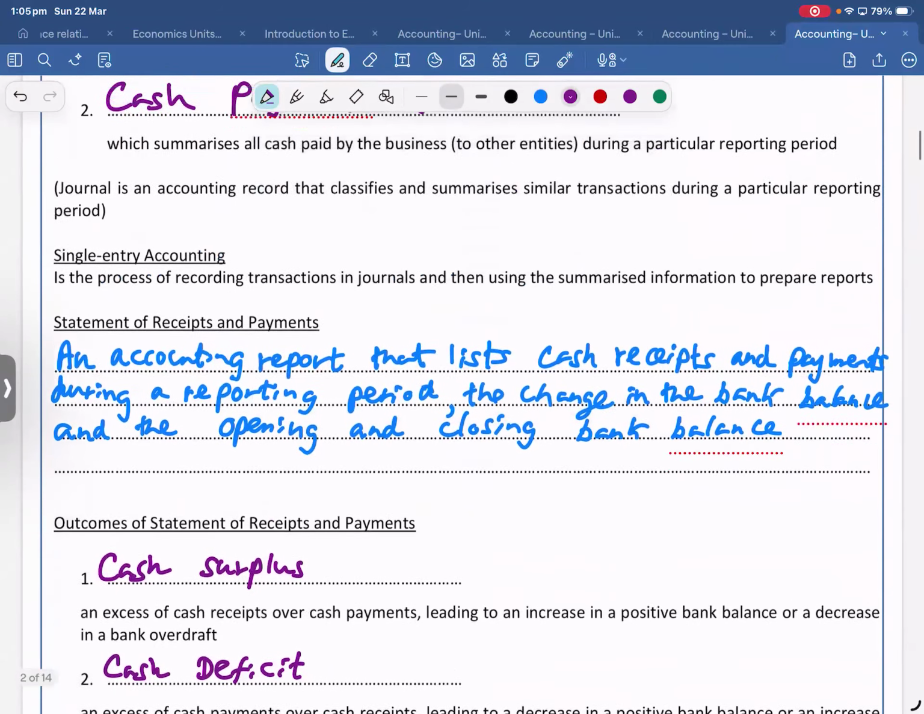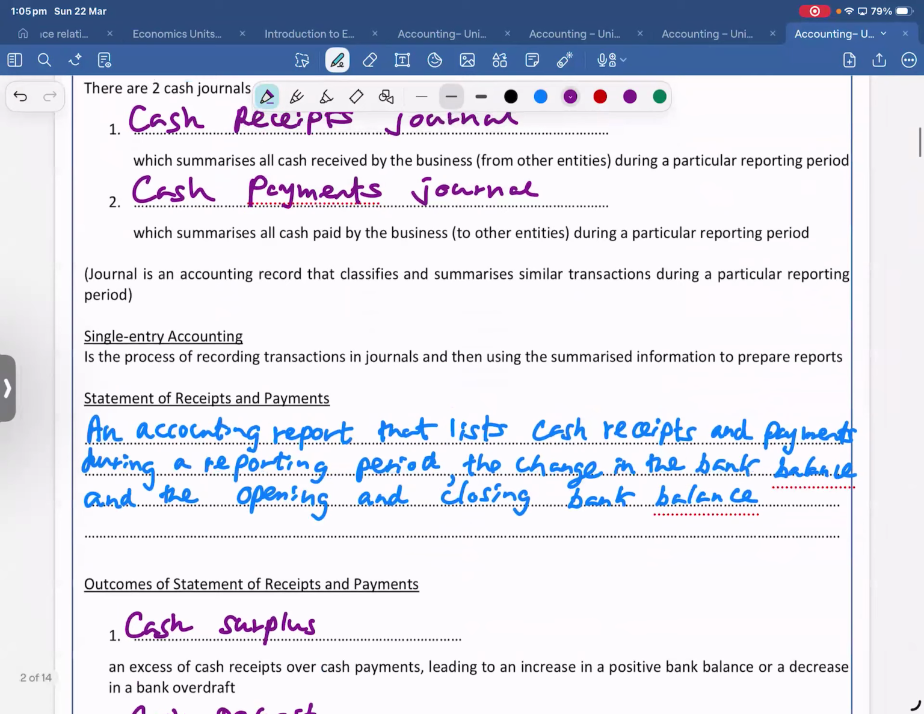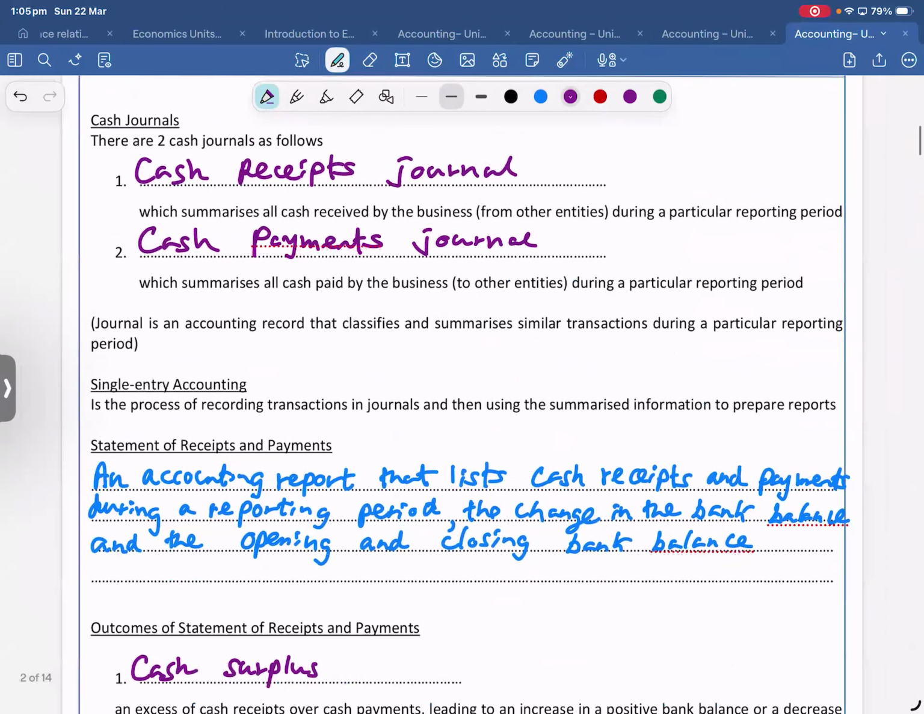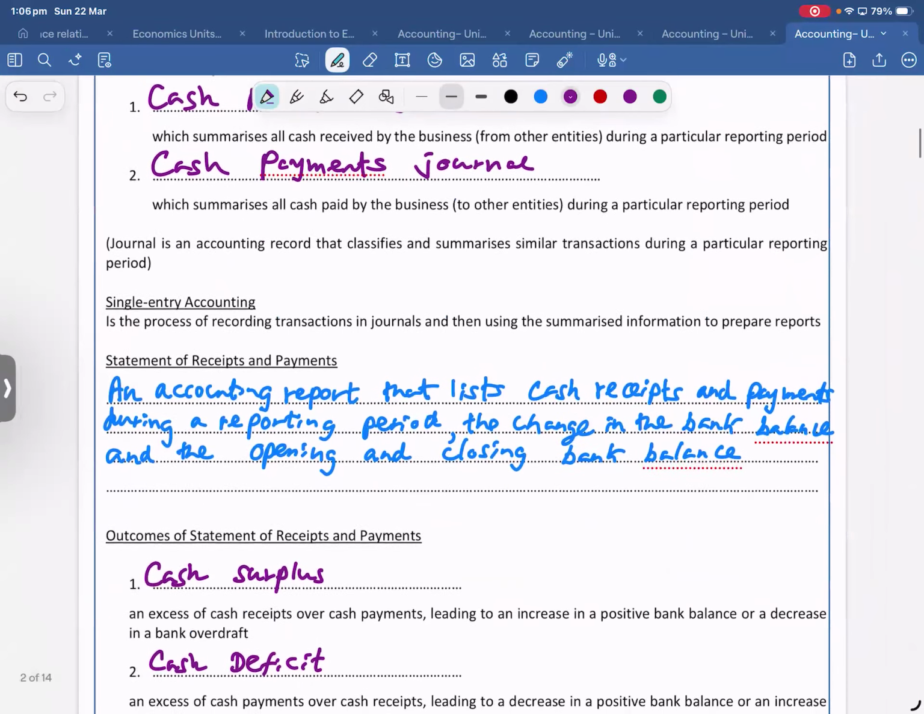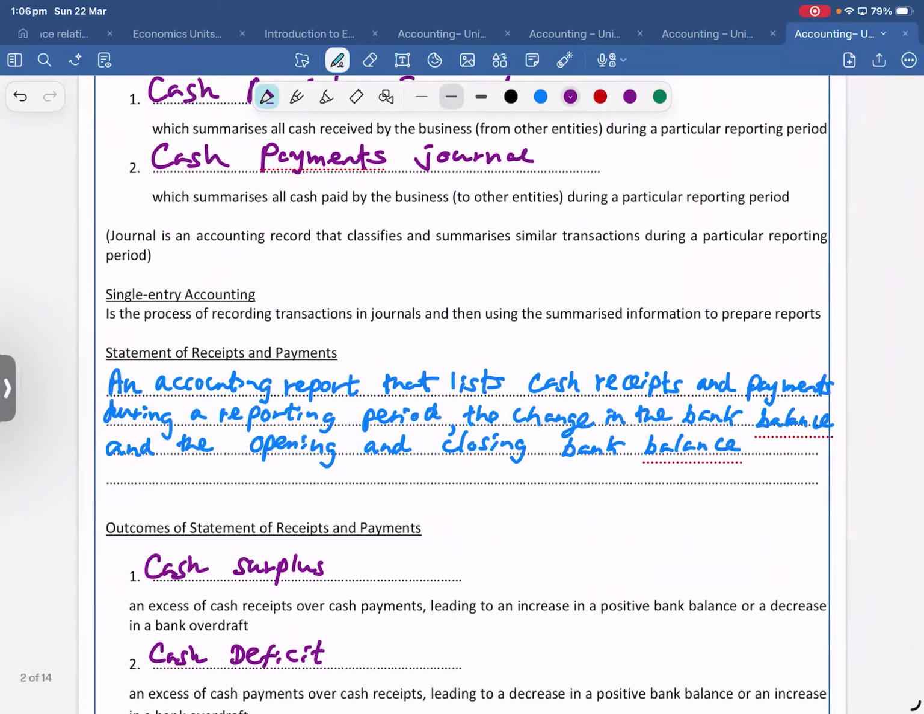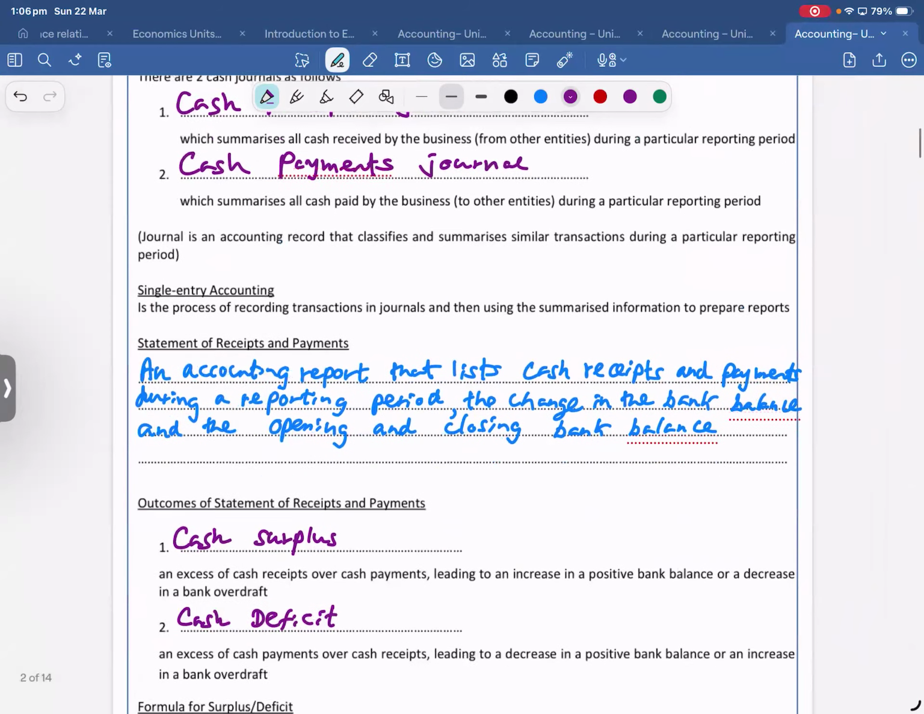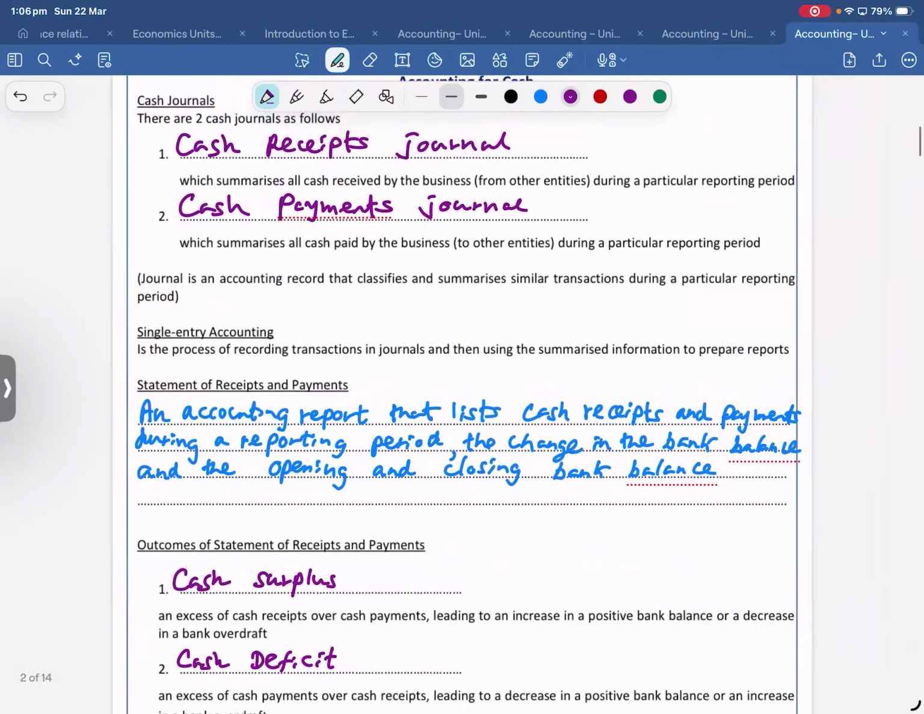Okay. Now, first read the notes, you can read all the way up to cash deficit. I will explain.